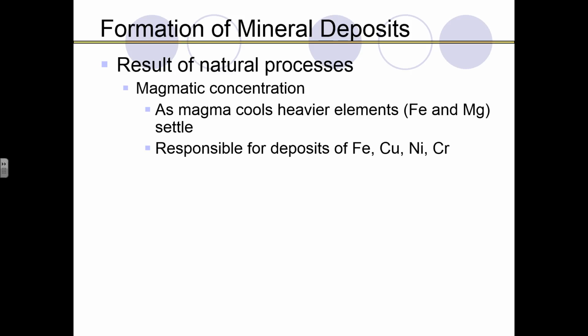So one way in which we get minerals from within the earth to places where we can extract them is through magma. The magma moves up and it's going to cool, and we're going to have minerals that are deposited close to the Earth's crust or in the Earth's crust.